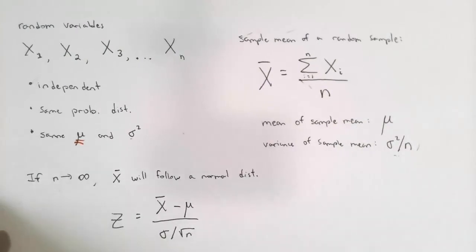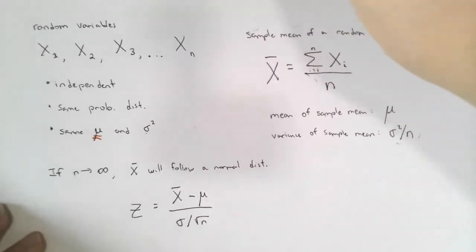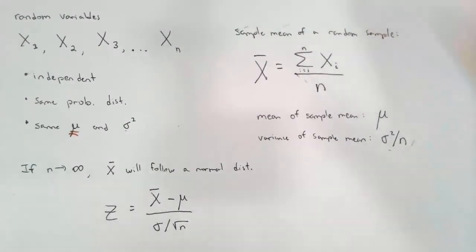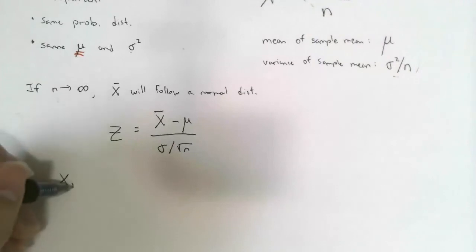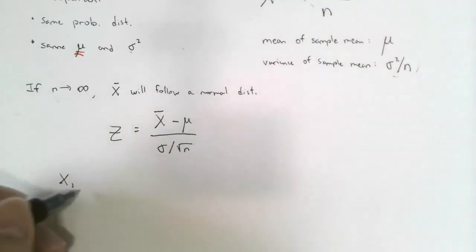Let me try to illustrate this in a way that's a little less generic and more concrete. You have your random variables. Let's say that your first random variable, and let's call it x1, has the following probability distribution.